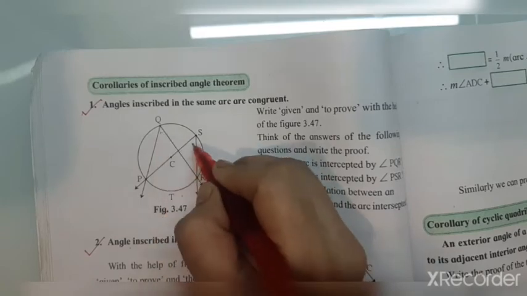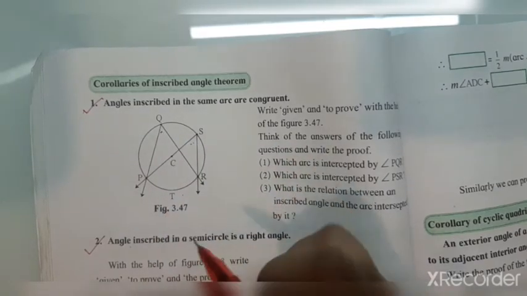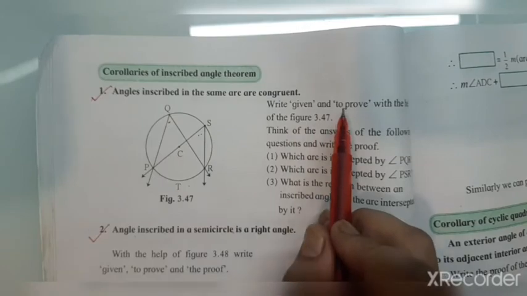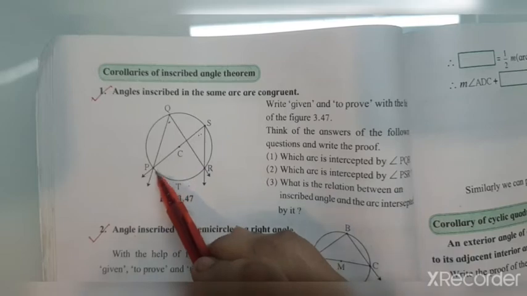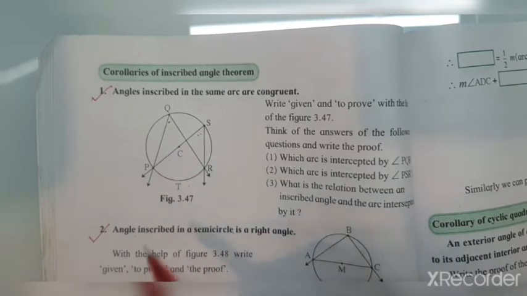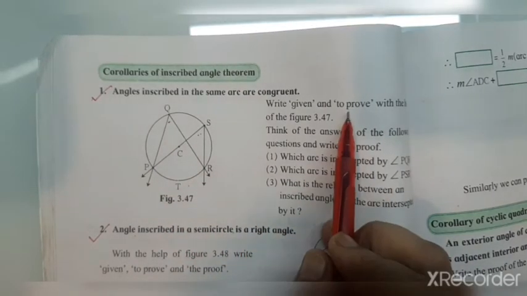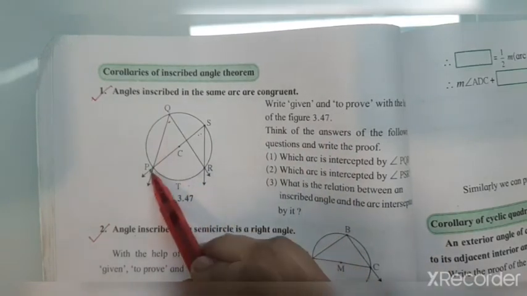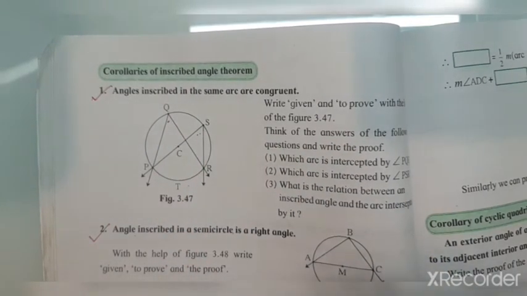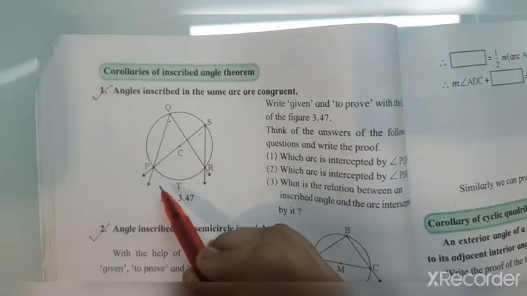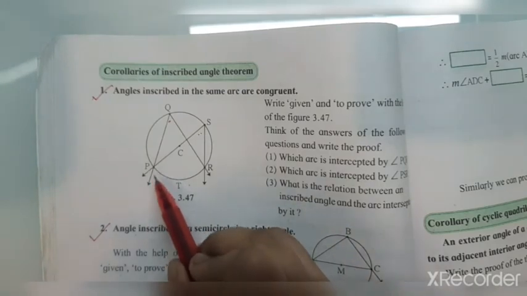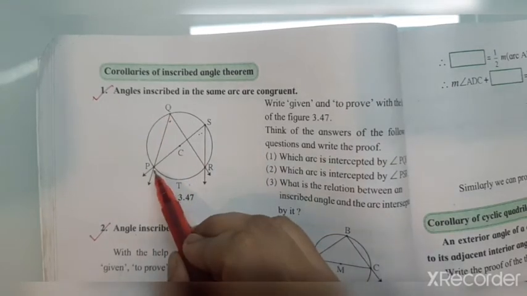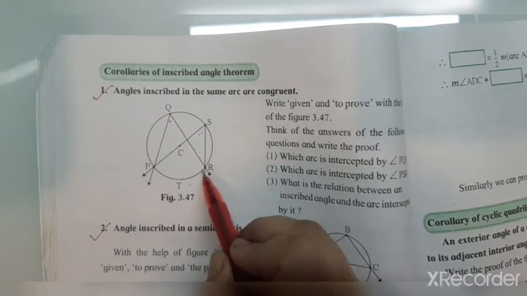Clear? Now the third sum, that is the figure given here, where chord AB and chord CD are congruent. So this is a circle where there is chord AB and CD which are congruent. We have to prove that arc AC is congruent to arc BD. Okay, so let's see. Now here in this circle, chord AB is congruent to chord, it is given, CD.